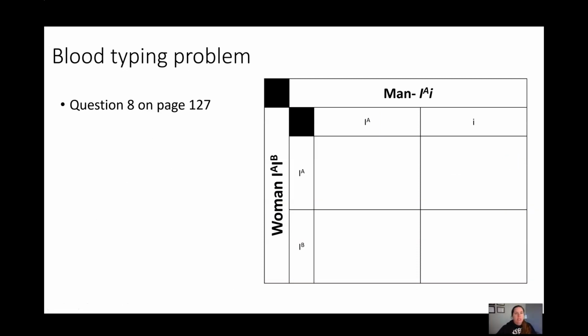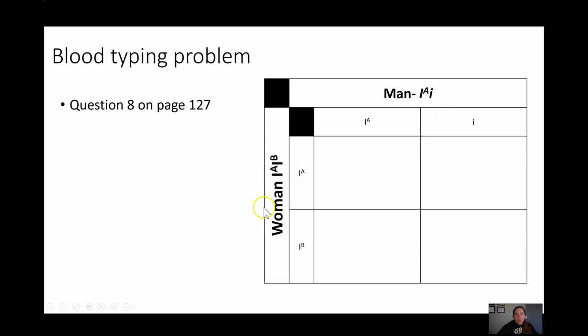Right below question 7. Here we have a man and a woman. The man is type IA and then lowercase i. So he's, what blood type would this be? Blood type A. All right, he's blood type A. The woman is blood type AB because she has the IA allele and the IB allele. So there's an example of co-dominance here.